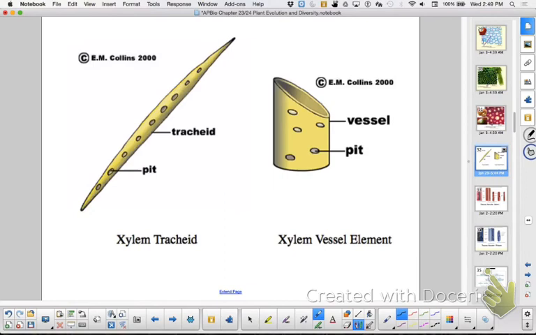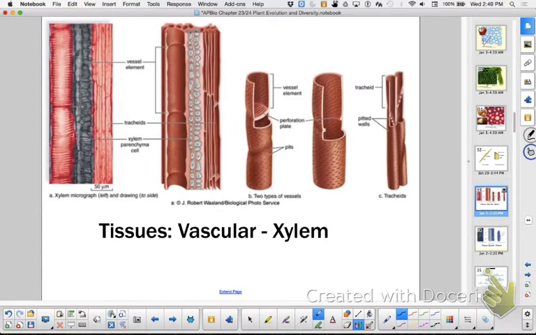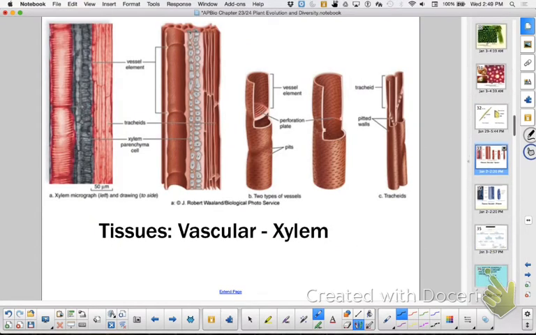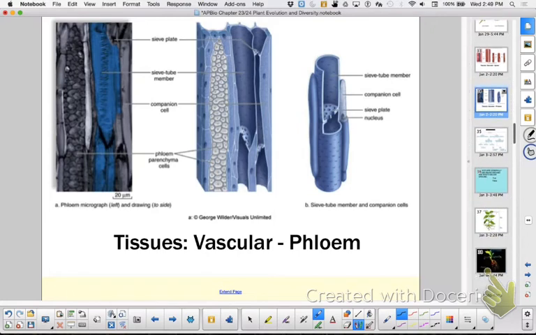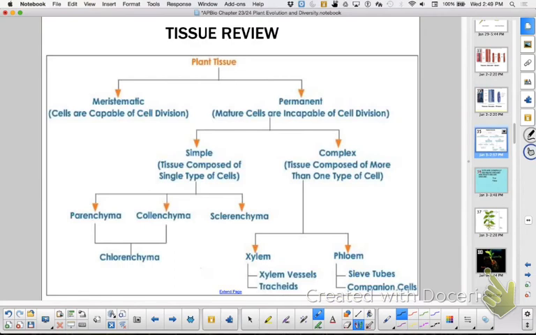Vascular tissue, here's xylem, here's a tracheid, here's a vessel. Tracheid, there's a vessel on my tracheid, okay? Vessels are thicker, wider, faster, stronger. So tracheids have the tapered ends, vessels do not. Here you saw this today in class as well. You have your sieve tube and your companion cells. And then here is a great chart of all the plant tissues.